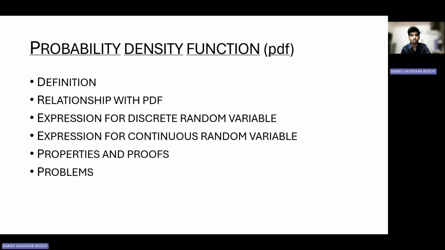First of all, the definition of probability density function, and then its relationship with the PDF, which is the probability distribution function, and also we are discussing expressions for discrete random variable and continuous random variable. And also let's see a few properties, proofs and basic problems.